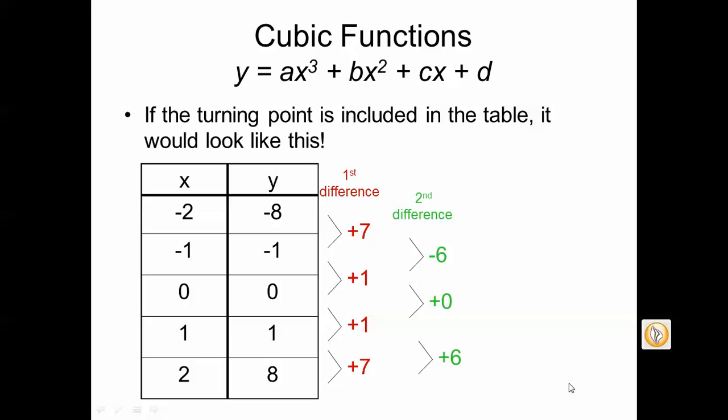Is our second difference the same? No, we have -6, we have +6 and 0. It's not. Look at our third difference. 0 minus -6 is 6. 6 minus 0 is 6. The third difference is the same. What does that indicate about this table? Cubic. It is cubic.